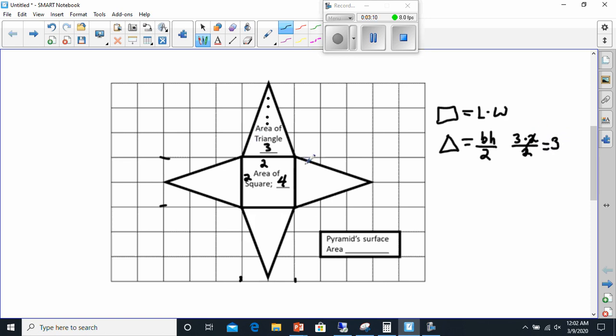Now, of course, there's 1, 2, 3, 4 triangles. So this is times 4. That's going to equal 12. Now that I know all the triangles are 12, I add them to this 4, which is the square on the bottom. We got 16. So the pyramid surface area is 16 units square.